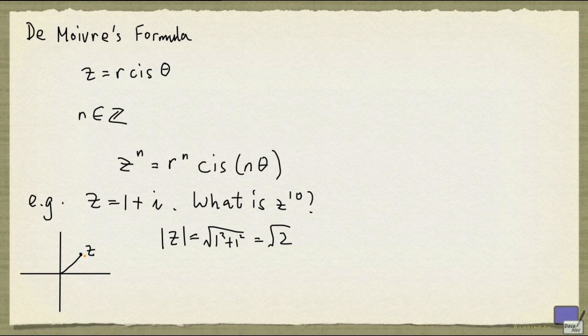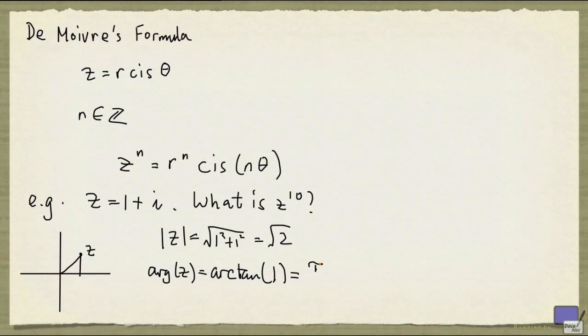And what about the argument? If you draw the triangle, the height is 1 and the base is also 1. So the argument of z is going to be the arctangent of 1 over 1, that's 1, and the arctangent of 1 is pi over 4. So that gives us z equal to the square root of 2 times cis pi over 4.